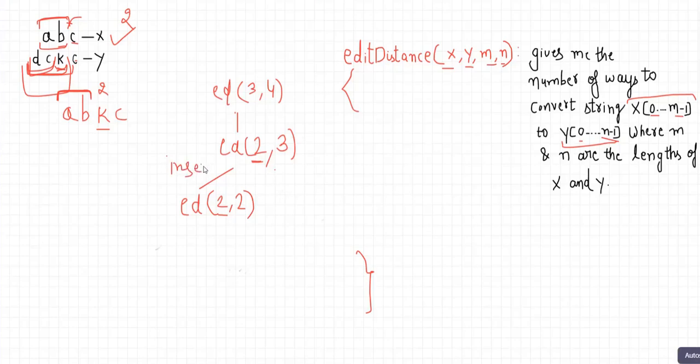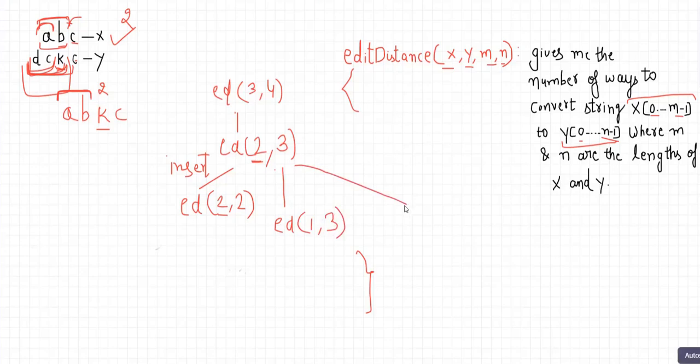So this is the insert operation. Another operation that I have to perform is deleting a character. B is not matching with K, so just delete B. In that case, I will have A as the remaining string to match with DCK. What will be the function call? If I delete B, then I have to match A, which is of length 1, with DCK, which is of length 3. Fine, so this is the delete operation.